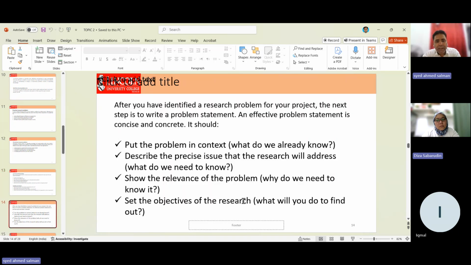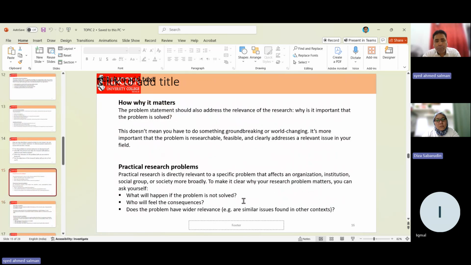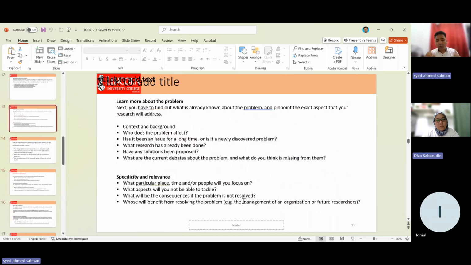I'm not going to read word by word, slide by slide. The main important thing in the problem statement is that you should know two things: the practical problem and the theoretical problem. What is the practical problem? What is the theoretical problem? A theoretical problem contributes to the existing literature; with a practical problem, as well as contributing to the literature, you are providing solutions to the society, to the organization, to the people, to the government, to the university, to anyone.